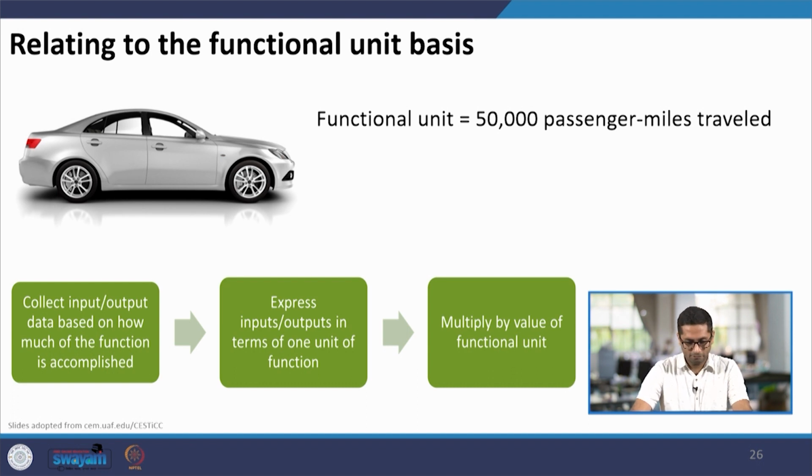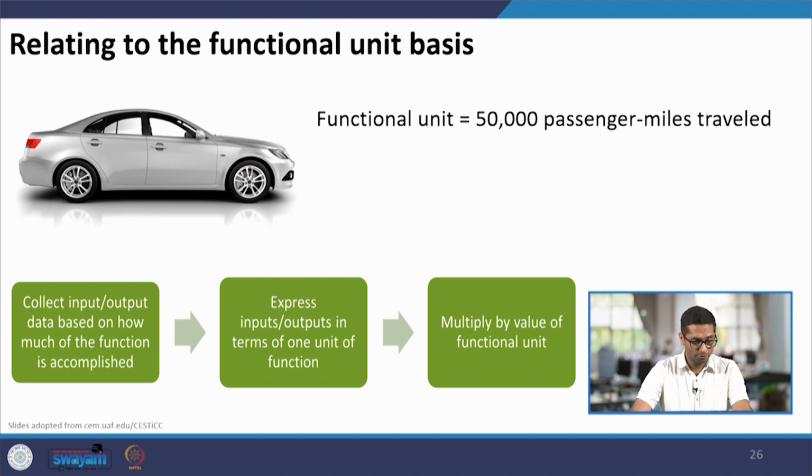Now suppose I want to compare different kinds of four-wheelers. Let us take a luxury car, and the function unit that I have chosen for that car is 50,000 passenger miles traveled, or passenger kilometers traveled. First, I would collect the different input output data on how much of the function is accomplished. Then I would express the different inputs and outputs relative to one unit of this function unit, and finally I would multiply this by the value of the function unit, which is 50,000.